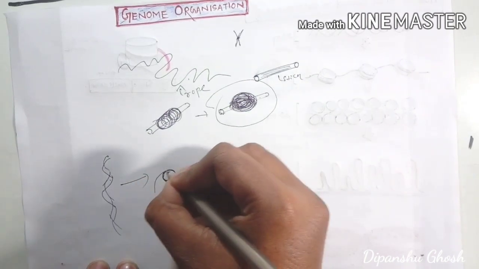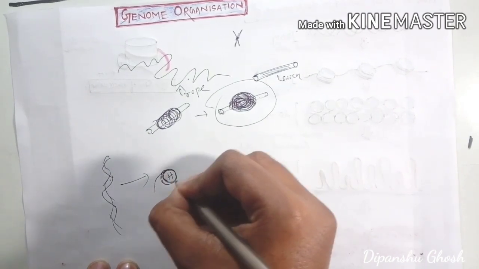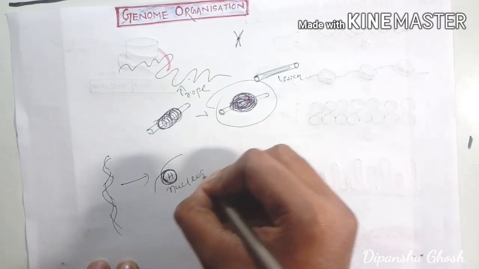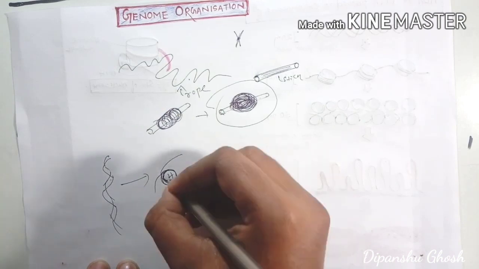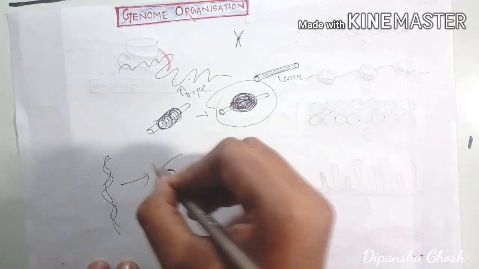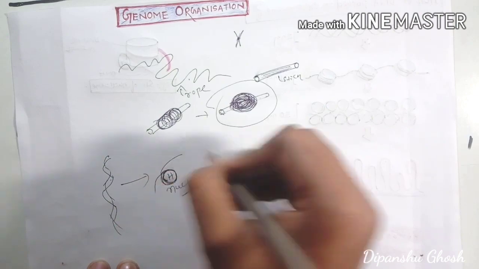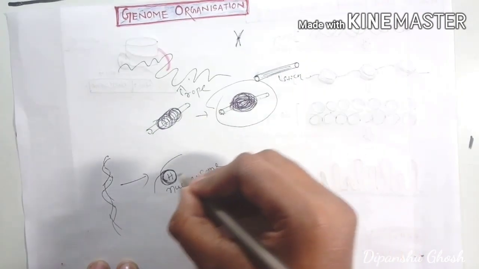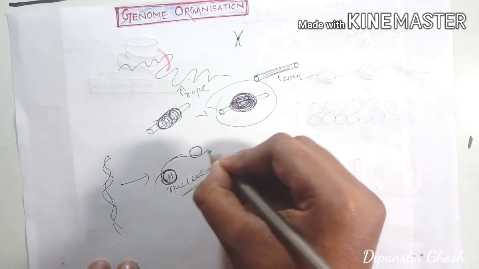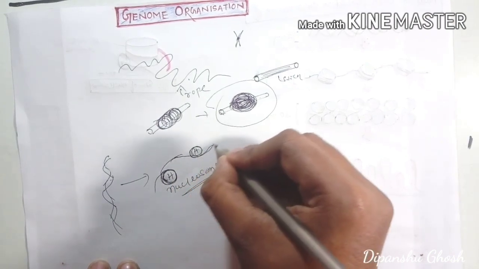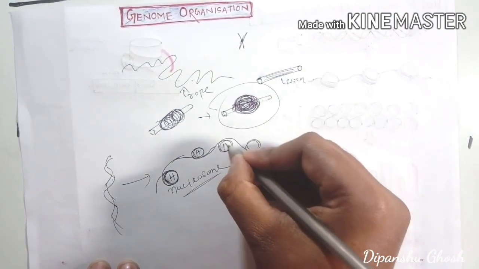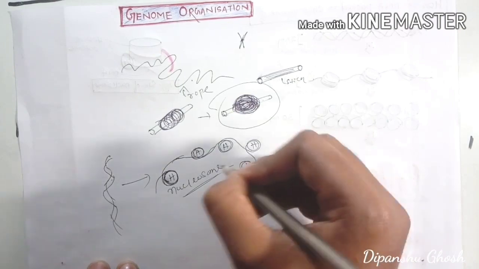So DNA will come and wound around it to form a nucleosome. Okay, this is called a nucleosome. That means after the long chain of DNA is wound around many histones together, they will form some structures like this. Suppose we have many histones, so some structures like this will be formed, right?